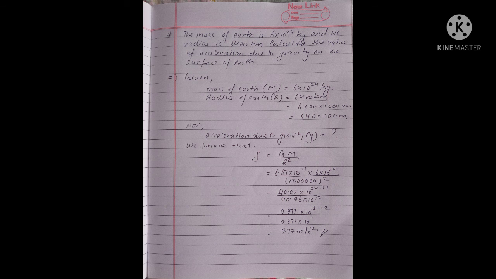Now when we divide 40.02 by 40.96, it will be 0.977 times, and when we take this 10 to the power 12 above, it will be 10 to the power 13 minus 12. In the next step, it will be 0.977 times 10 to the power 1. When this point is shifted towards the right, it will be 9.77 meter per second square, or you can round it off and make it 9.8 meter per second square.